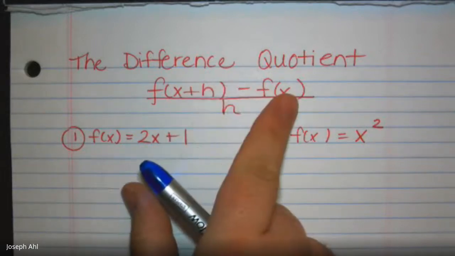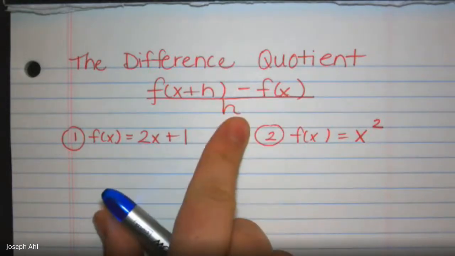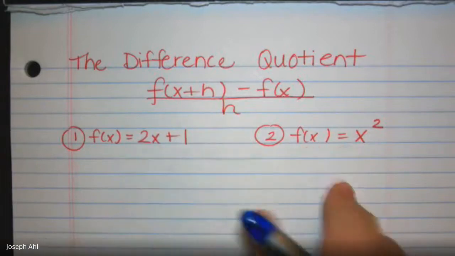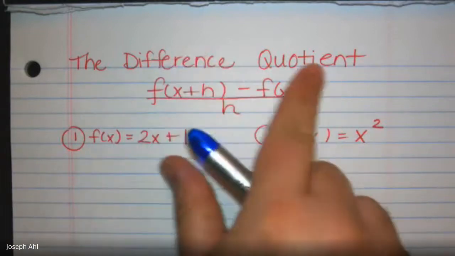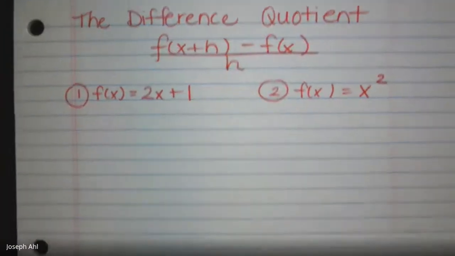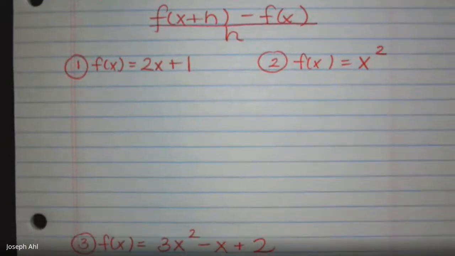Then I'm going to subtract the function f of x from that, all in the numerator, and then divide by h. So this is just some quick practice here to get used to what evaluating this whole difference quotient looks like. And I'll tell you some common patterns and trends that we should be looking for as we simplify. So for number 1, f of x equals 2x plus 1.